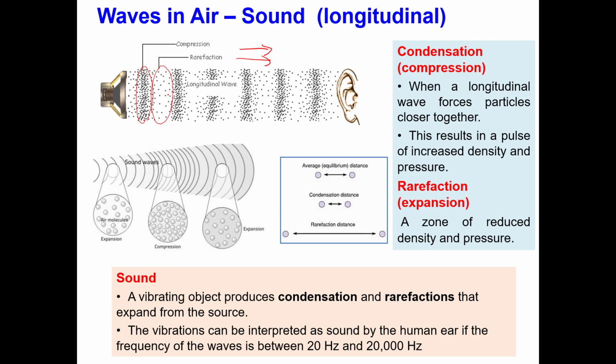Another thing I want to mention here is that humans can hear only some particular frequencies. Remember, we mentioned the frequency. What frequencies can we hear? Between 20 hertz and 20,000 hertz, or 20 kilohertz. This is the range of frequency we can hear.